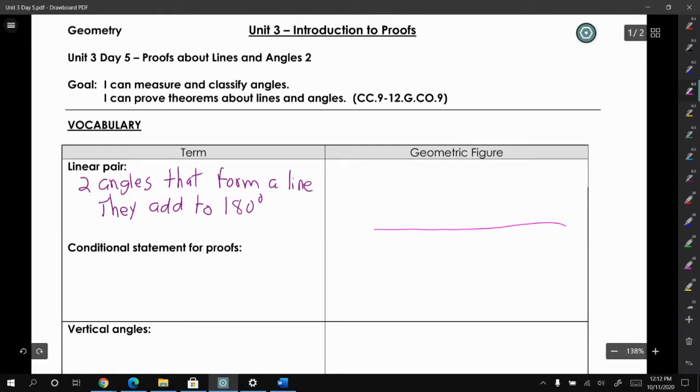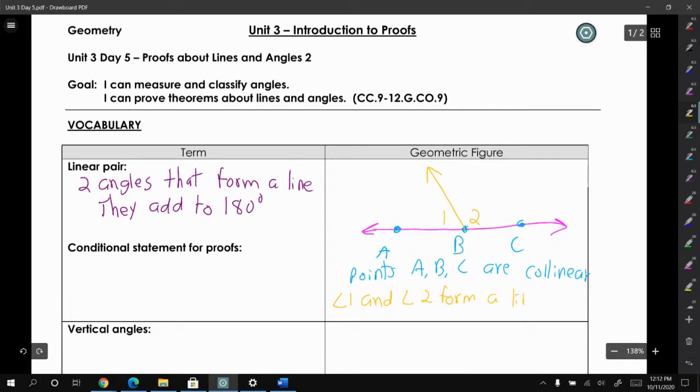So if we have a line, and we're told that points A, B, C are collinear, which means they form a line. That means if we have angle 1 and angle 2, angle 1 and angle 2 form a linear pair.